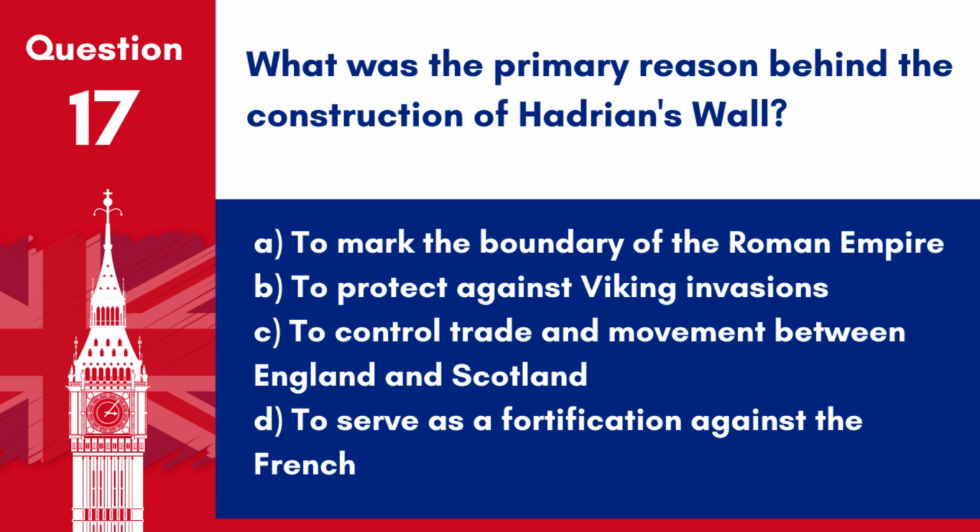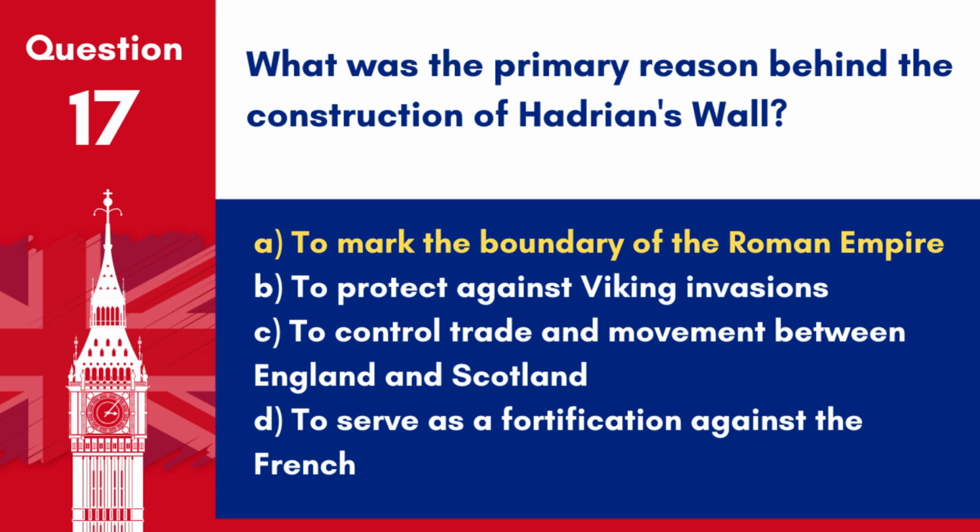Question 17. What was the primary reason behind the construction of Hadrian's Wall? A. To mark the boundary of the Roman Empire. B. To protect against Viking invasions. C. To control trade and movement between England and Scotland. D. To serve as a fortification against the French.